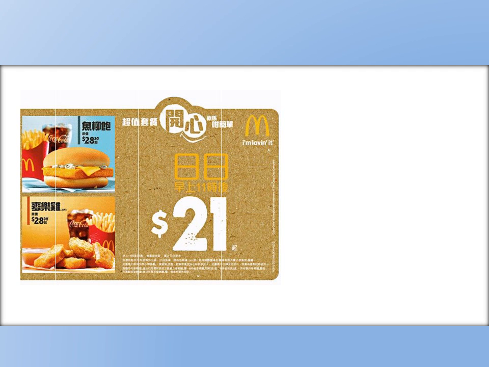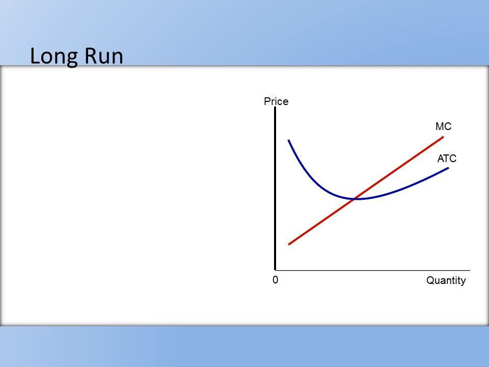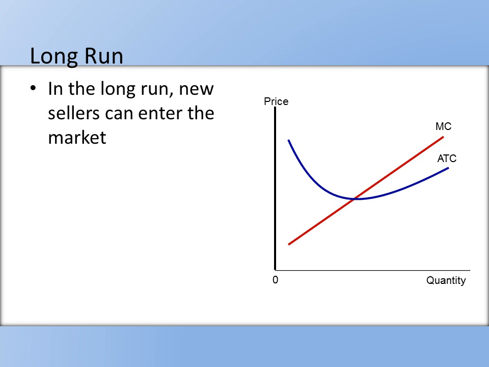Now let's consider the case of McDonald's and Yoshinoya. Notice that they have the exact same price for some of their most popular items. Is that a coincidence? Turns out that's an implication of the long-run competitive market, because in the long run, new sellers can enter the market. Now let's consider how this works.